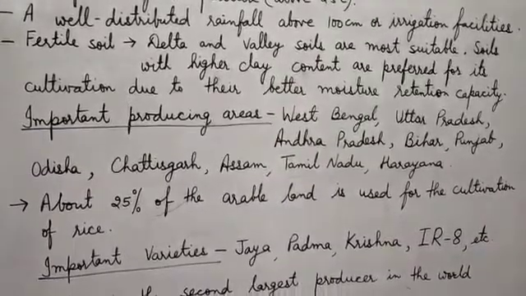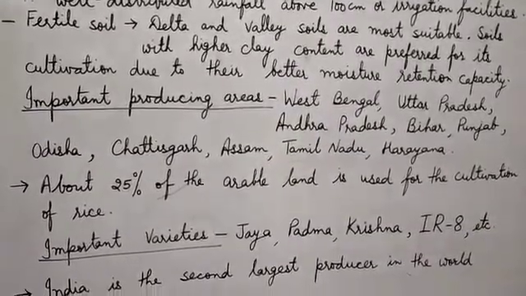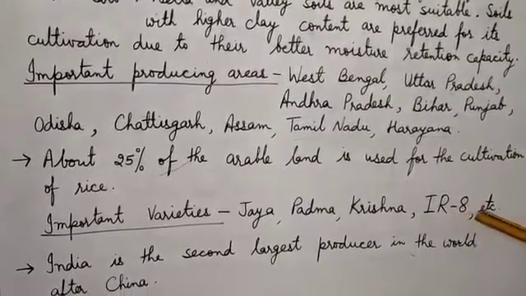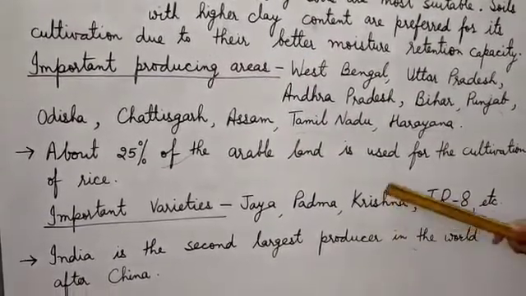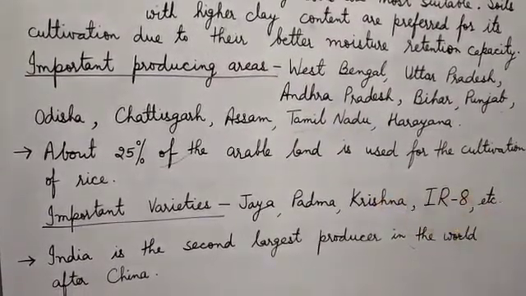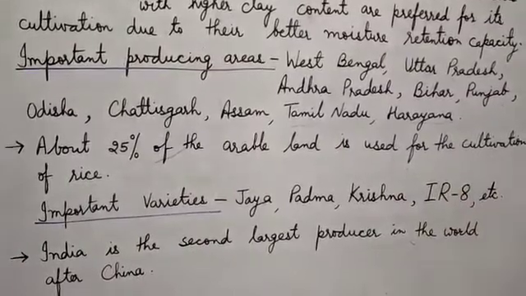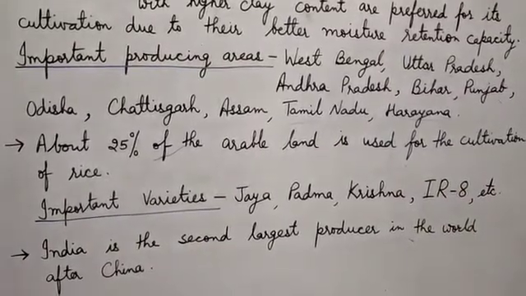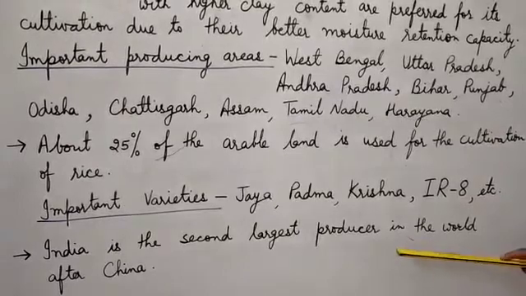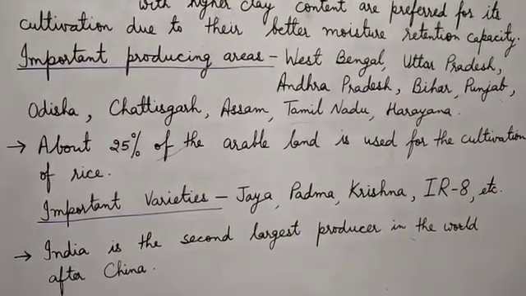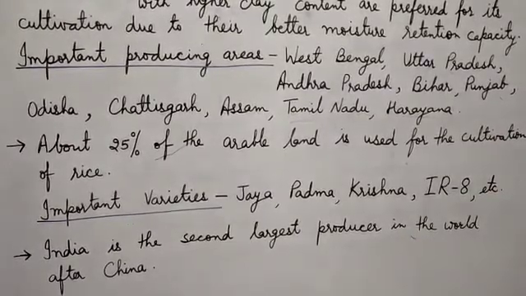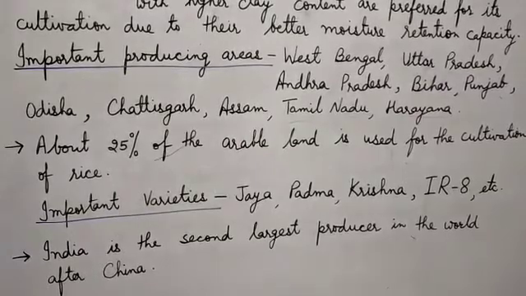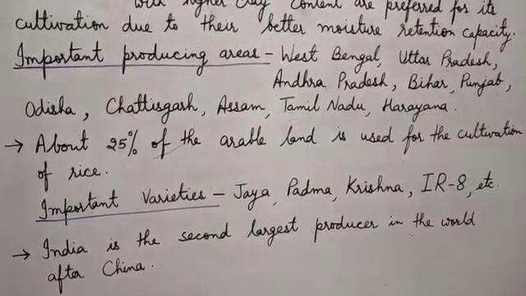Now there are some important varieties of rice in India like the IR8, the Jaya, the Padma, the Krishna and the Sabarmati. So these are important varieties, and India is the second largest producer of the rice crop in the world after China. Alright.